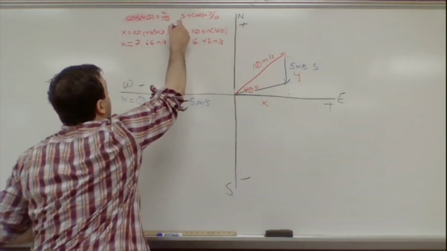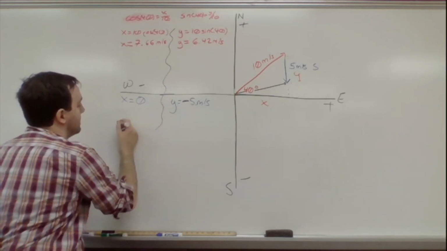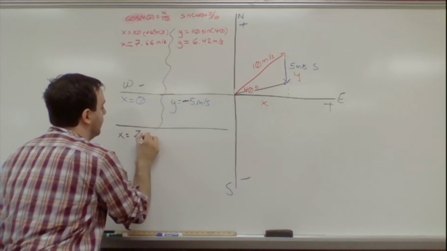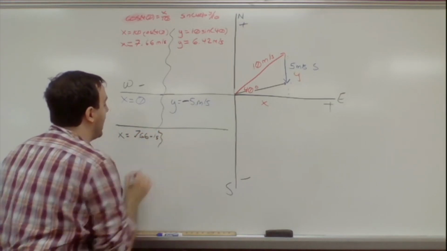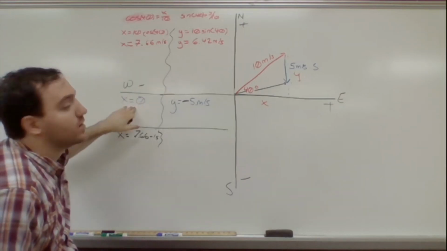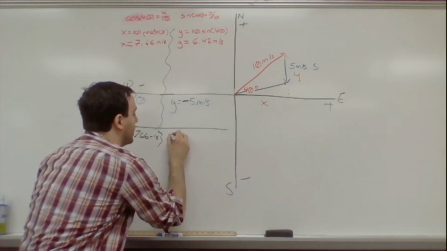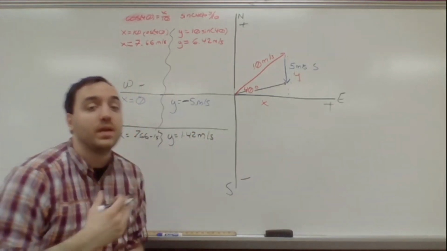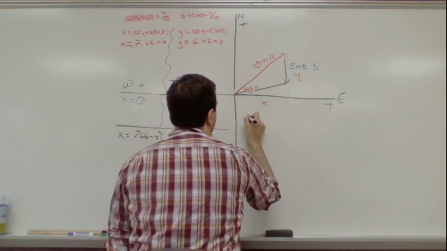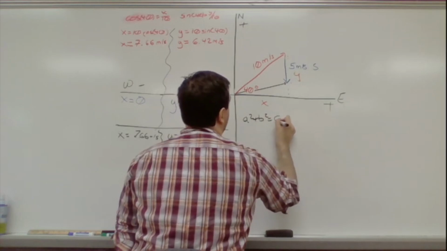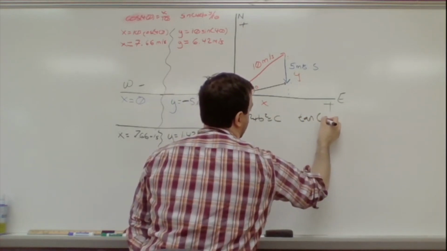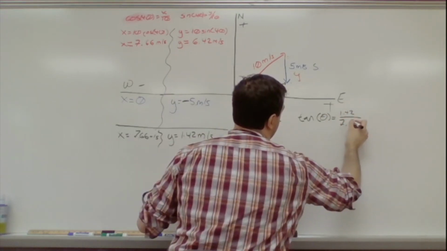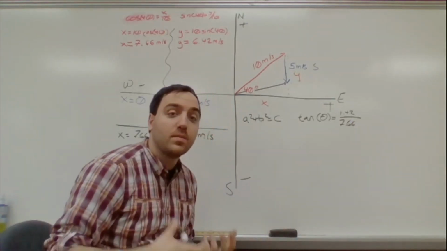So let's go ahead and do that. You'll notice that x is 7.66 because 7.66 plus 0. 6.42 minus 5, however, gives me 1.42. And from here, I go over to the Pythagorean theorem and tangent. Plug in your numbers, solve.